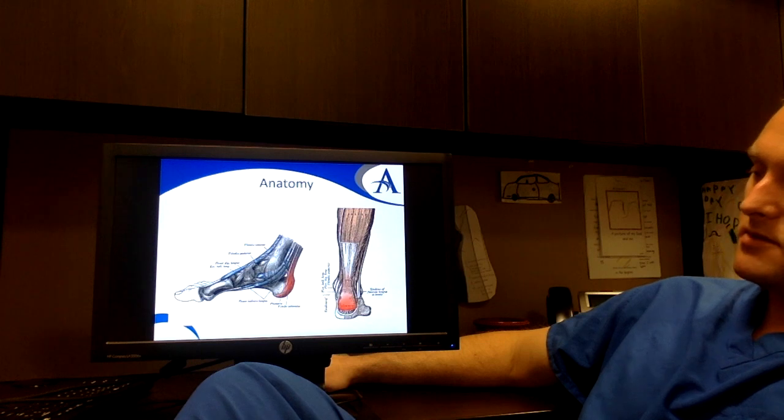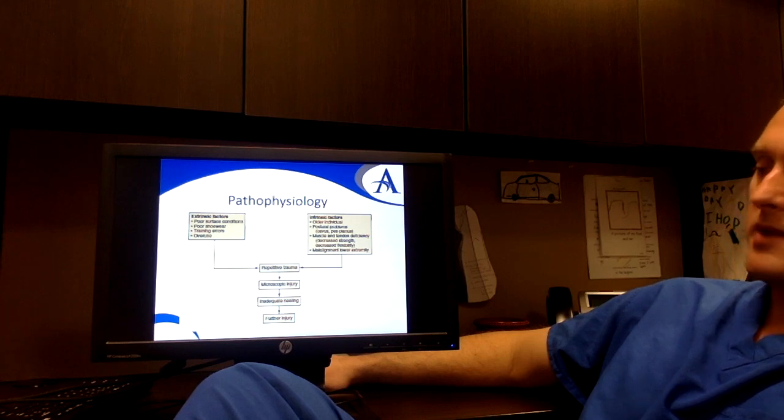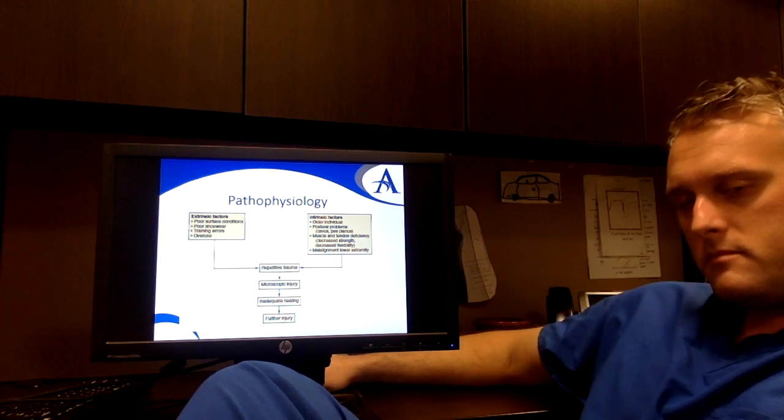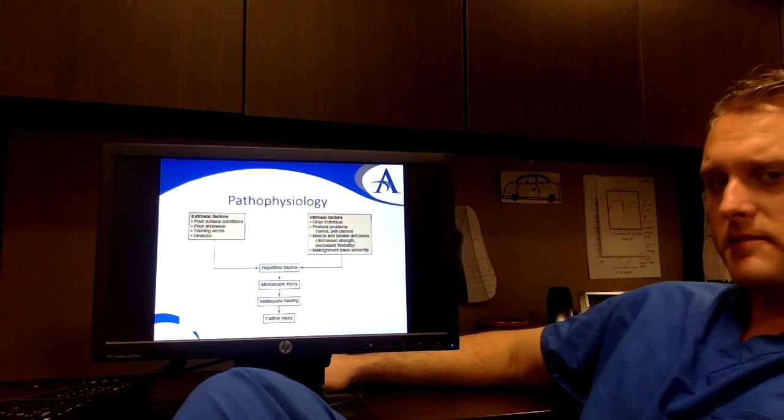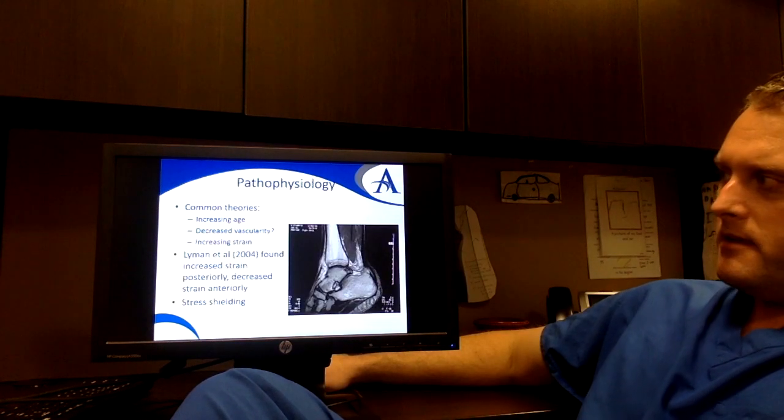As I mentioned, there's a broad insertion on the posterior aspect of the calcaneus. There are extrinsic and intrinsic factors, but usually it's repetitive microtrauma. So you have a small injury, it doesn't hurt at the time. You keep playing and running, and it gets worse and exacerbated.